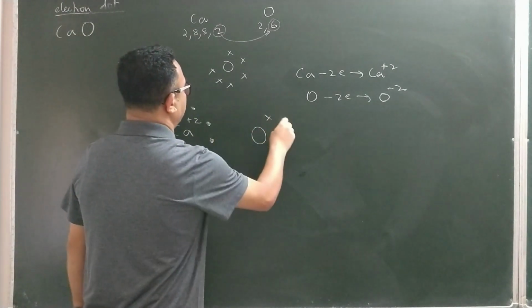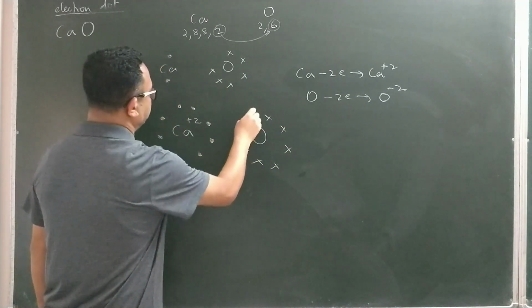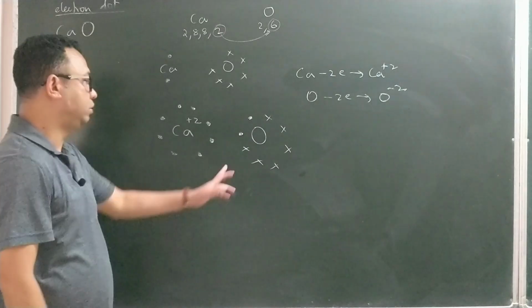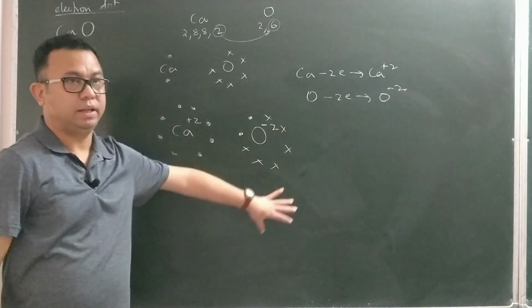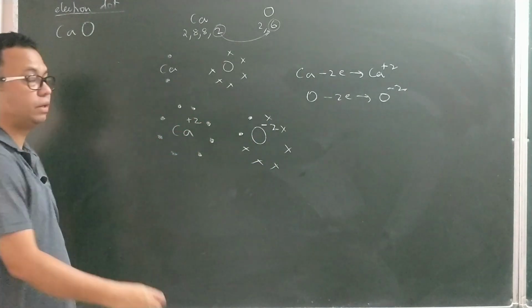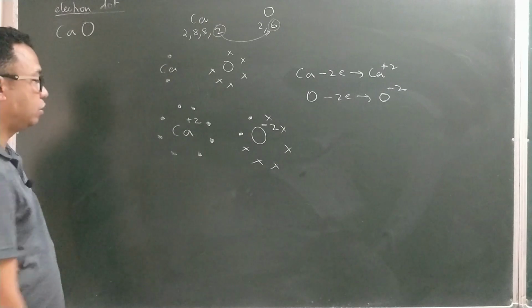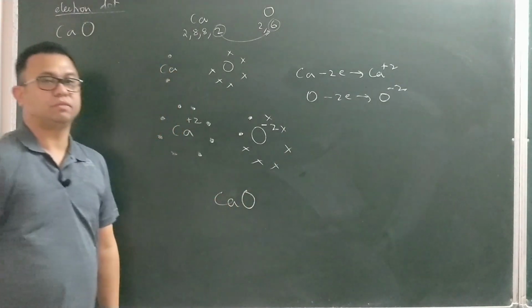Oxide already had 1, 2, 3, 4, 5, 6. Now 2 electrons from here got transferred, so here you have 2 electrons. Now this is also a stable configuration, 8 and 8. Now oppositely charged ions have a very strong force of attraction. That is what we call an electrovalent bond or ionic bond, and the compound calcium oxide is formed this way.